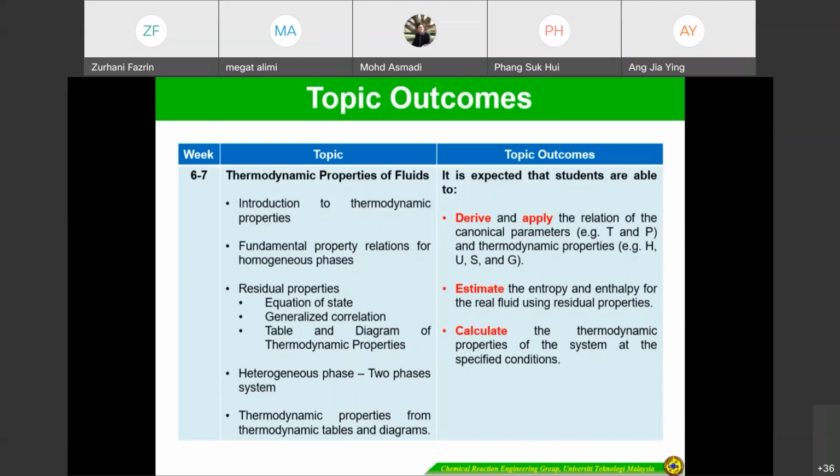Okay, so what we're going to cover for this topic is introduction to the thermodynamic properties, fundamental property relations for the homogeneous phase. You have to remember homogeneous phase. I don't think I will explain the derivation clearly, just the application of the equation, how to use that equation to calculate the residual properties before you combine with the ideal gas.